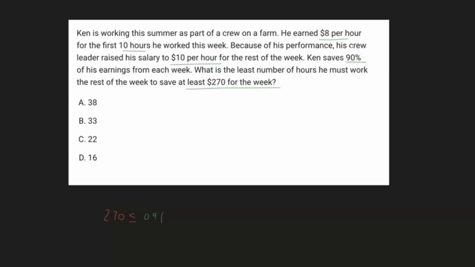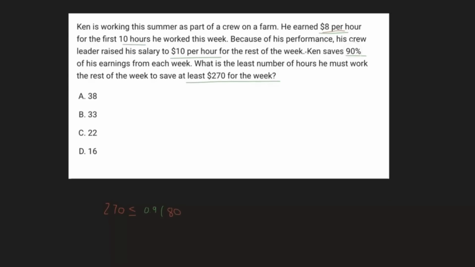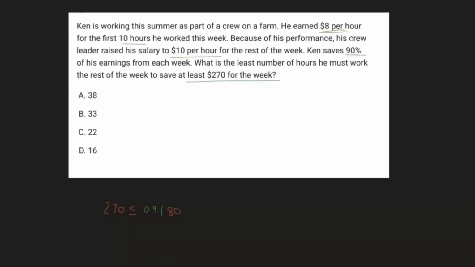So the first thing we want to account for is his initial 10 hours that he worked. He worked that initial 10 hours at a rate of $8 per hour, right? And therefore, since he worked 10 hours at $8 per hour, he made $80. So we just write a flat $80 right there. But then his performance increased, right? And therefore his salary also increased. It says his crew leader raised his salary to $10 per hour.